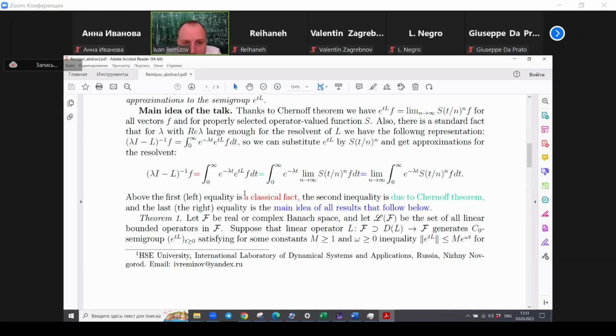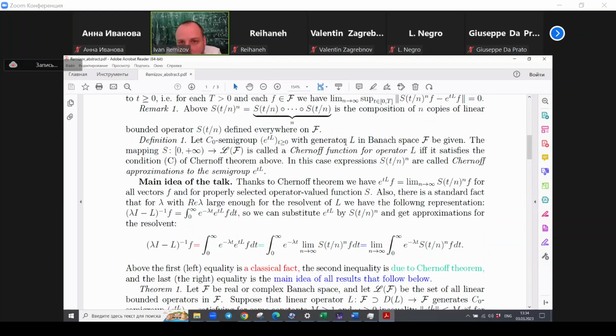So here I used colors. This red equality is a classical fact, very well known. This green equality holds due to the Chernoff theorem, because I substitute the semigroup applied to F with the limit of Chernoff approximations applied to F. And here, this blue equality is the main idea of all the results that will follow, that we can put the limit outside. It is not very difficult to prove.